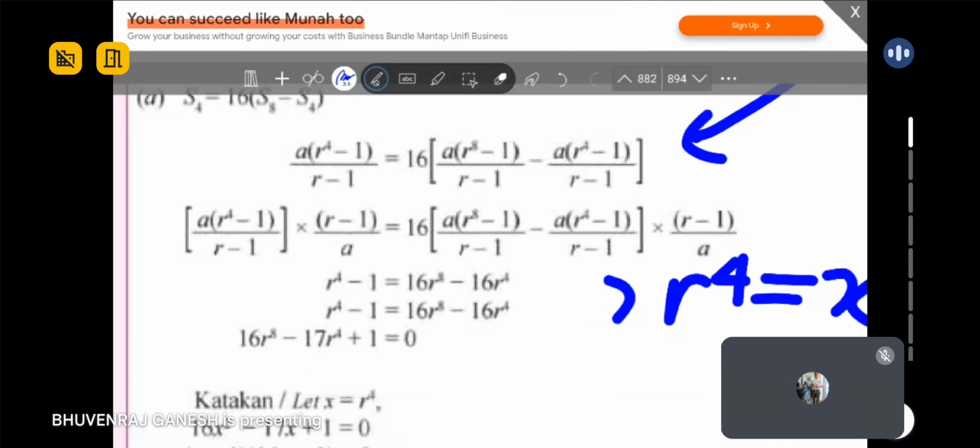16 is not a factor of 17. Can you see this? Okay? 16 is not a factor of 17, so you cannot factorize out. You cannot factorize 16. It must be a factor of both.